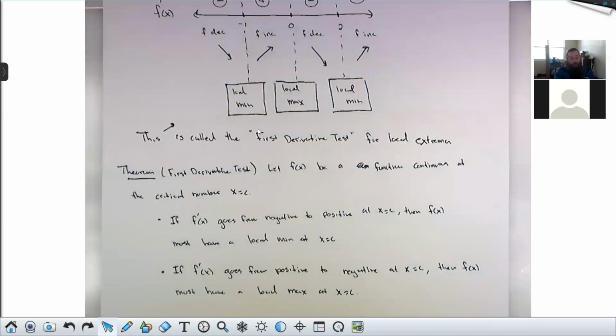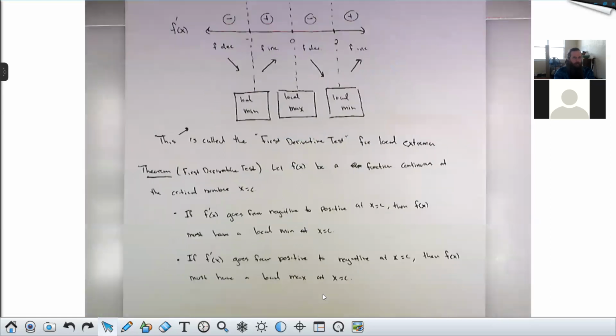Before we do that, though, I need to talk to you a little bit about how the second derivative affects the shape of the graph. So are there any questions on what we've done or said here?